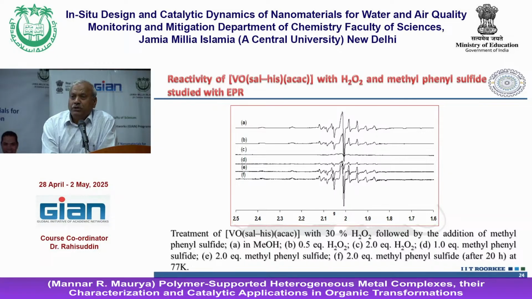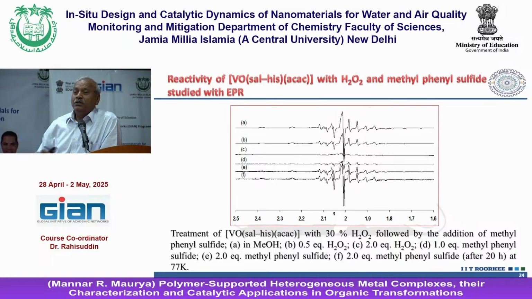Vanadium 4 centre is EPR active. When we add H2O2 as oxidant, it oxidizes vanadium 4 to vanadium 5, that goes from d1 to d0. d0 means there are no electrons, so you should not be able to see the EPR. When we add small amounts of hydrogen peroxide, A, B, C, D, some more peroxide, what happens here? The signal goes weaker and weaker and finally becomes almost flat.